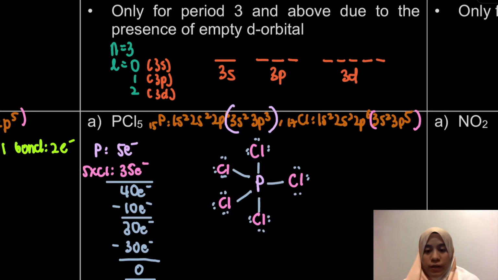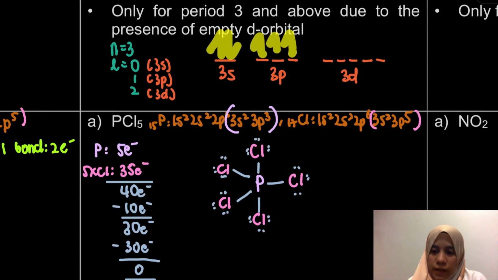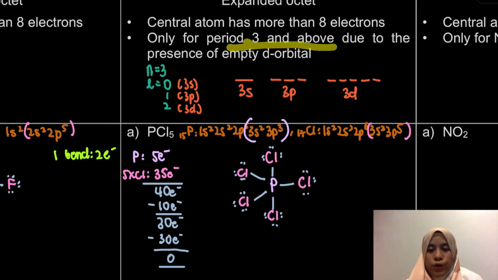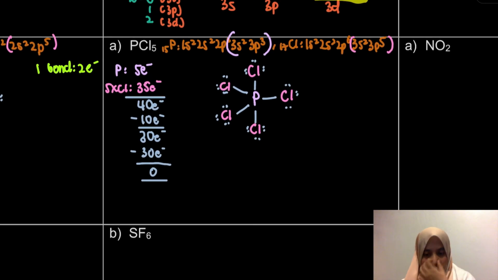But then again, even though kat sini kita nampak, it means that here 3s2 3p3. What happens is that sebenarnya kat sini pun kita boleh fill up lagi kan. So that's why lah for period 3 and above, it can have expanded octet due to the empty d orbital. So yang SF6 ni pun boleh cuba sendiri.